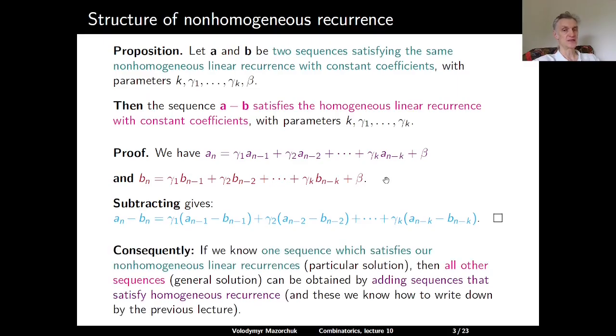Consequently, if we know one sequence which satisfies our non-homogeneous linear recurrence, so a particular solution to this recurrence, then all other sequences, so the general solution to the non-homogeneous recurrence, can be obtained by adding to our particular solution sequences that satisfy the homogeneous recurrence. So the general solution to a non-homogeneous recurrence equals a particular solution to the non-homogeneous recurrence plus a general solution to a homogeneous recurrence. And last time we saw how one can compute the general solution to a homogeneous recurrence.